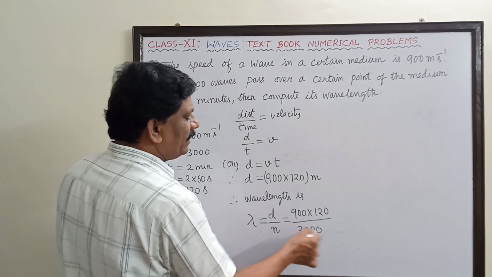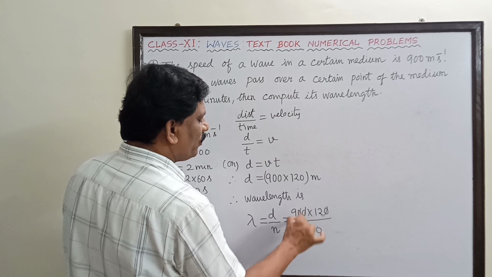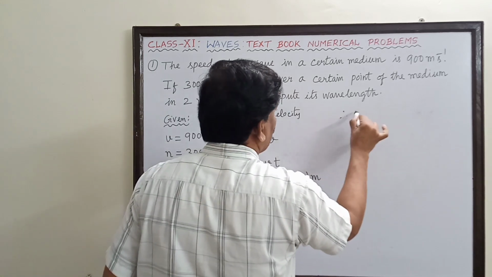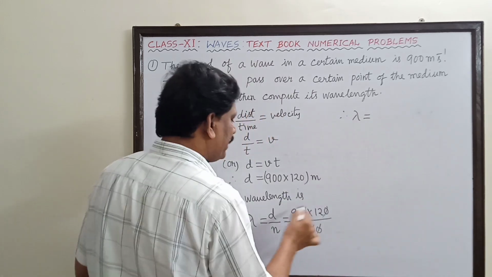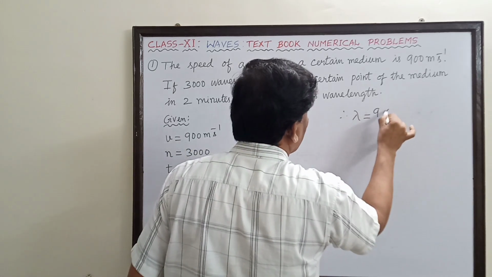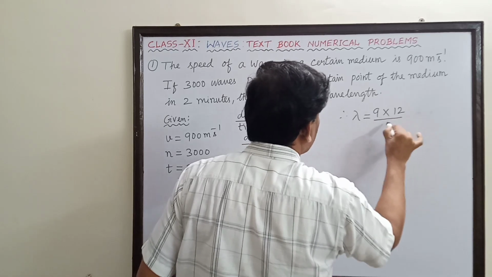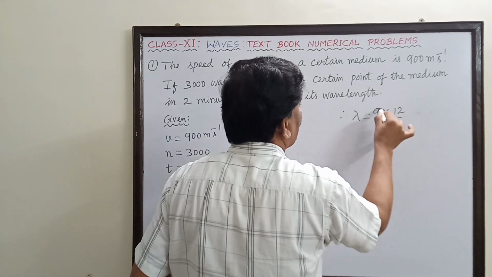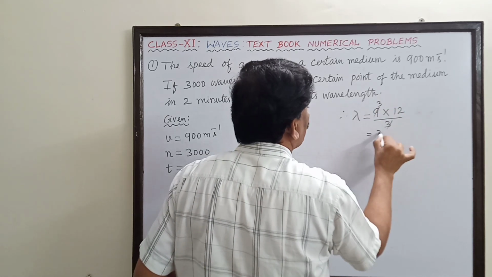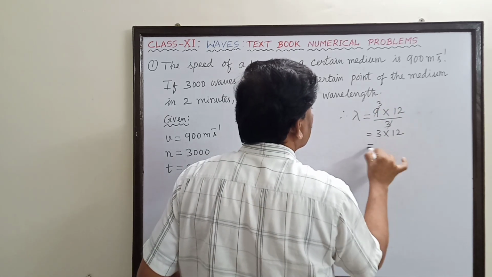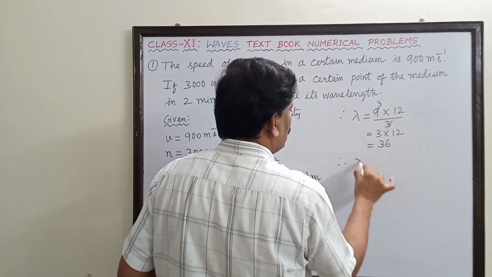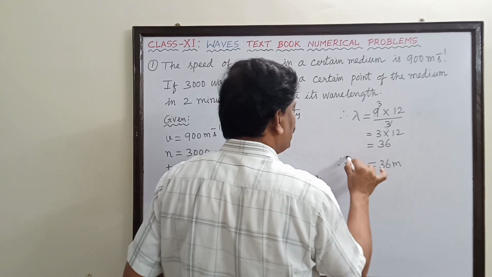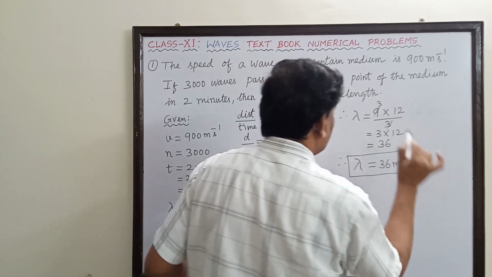Now we can cancel the zeros. 1, 2, 3. Here also 1, 2, 3. Therefore, now lambda is equal to 9 into 12 divided by 3. So 3 3s are 9. So this is equal to 3 into 12, that is equal to 36. Therefore the wavelength is equal to 36 meter. So this must be the required answer.